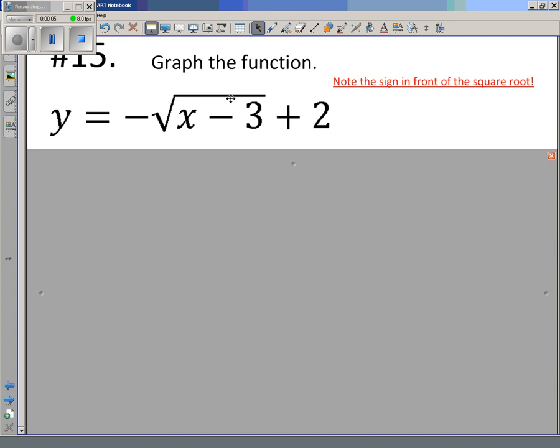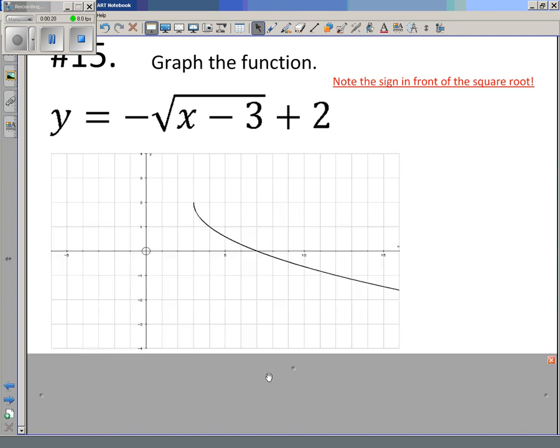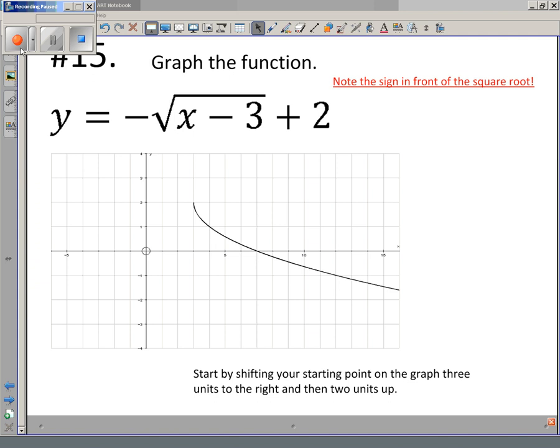For your first example, graph the function y equals the negative square root of x minus 3, plus 2. Note that the sign in front of the square root is negative. To start, move your starting point to the right 3 units and then up 2. From there, graph it basically, except know that because it is negative, your graph will be facing downwards.